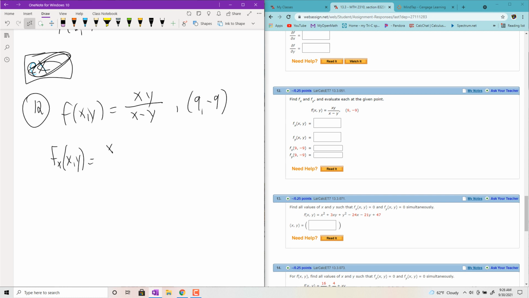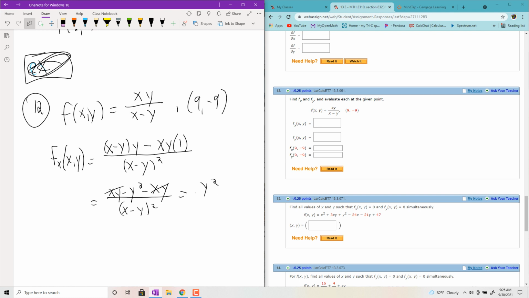So I go low times the derivative of the high with respect to x, that'll just give you a y, minus high times the derivative of the low. So that's just going to be 1, all over the low squared, (x minus y) squared. Simplify this. So you get xy minus y squared minus xy, all over (x minus y) squared. And then you can simplify that. It'll be y squared all over (x minus y) squared.